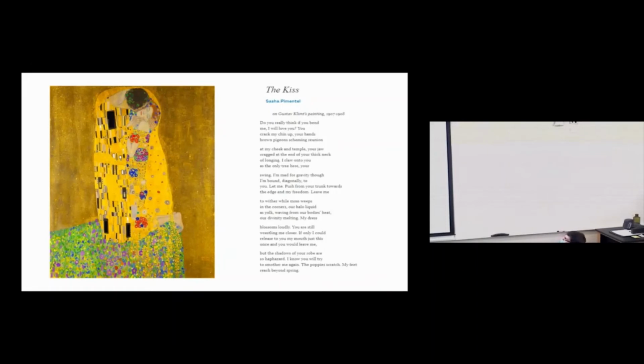So the kiss. Do you really think if you bend me, I will love you? You crack my chin up, your hands brown pigeons scheming reunion at my cheek and temple, your jaw cragged at the end of your thick neck of longing. I claw onto you as the only tree here, your swing. I'm mad for gravity, though I'm bound diagonally to you. Let me. Push from your trunk towards the edge in my freedom. Leave me. To wither while moss weeps in the corners, our halo liquid as yolk, waving from our body's heat, our divinity melting. My dress blossoms so loudly.